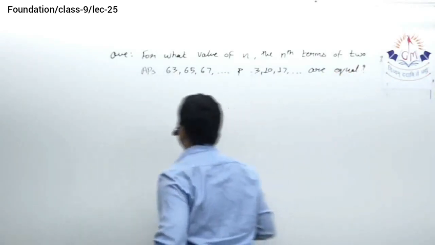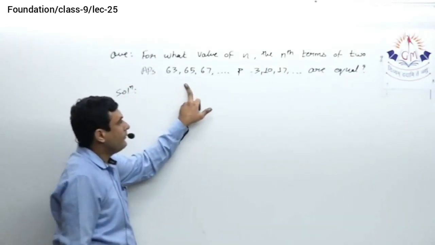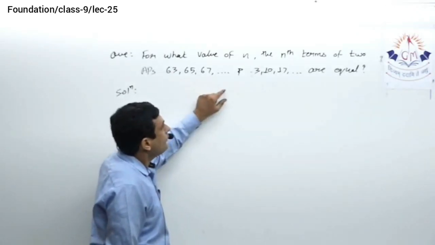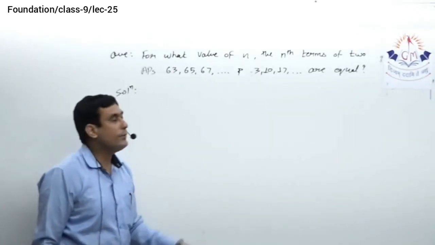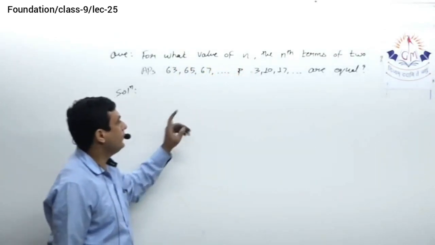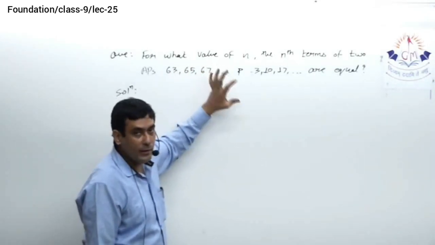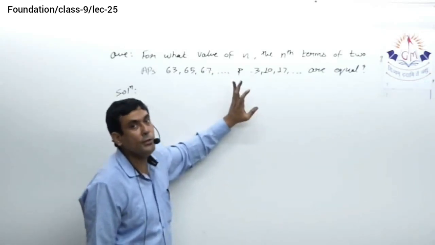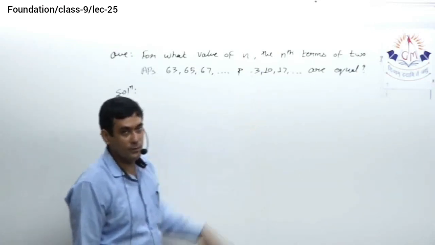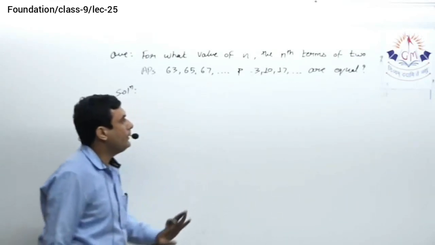So the question is, suppose we have two APs, then we have to identify which term of these two APs will be equal. In simple language, for what value of n will the nth terms of the two APs be equal. That means they are asking whether there is any term which is common to these two APs, and if it is common, then what will be the position of that term. So we'll say let the nth terms of these APs be equal.